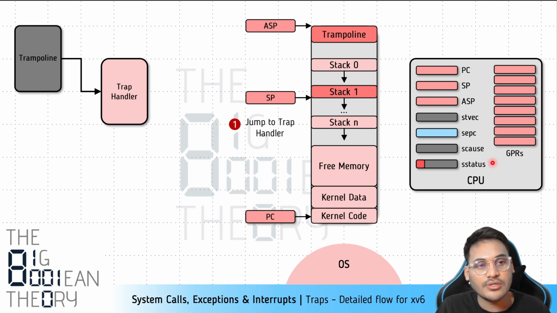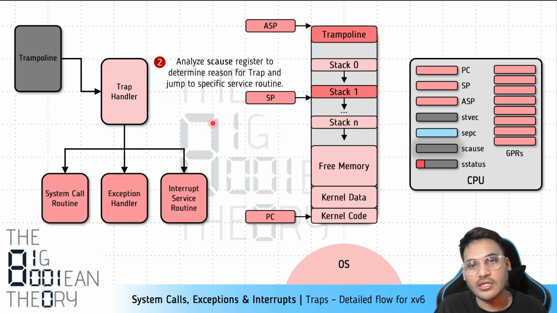You can see the GPRs have also changed. They are now in the context of the kernel. All the values in these registers are in the context of the kernel; previously they were related to the user process. So what does the trap handler do? The trap handler basically determines the cause of the trap. It is routing the trap to the appropriate service routine. So you can see, it analyzes the cause register to determine the reason for the trap and jumps to a specific service routine.